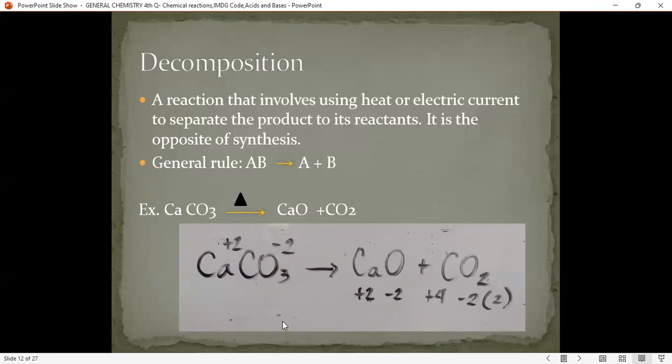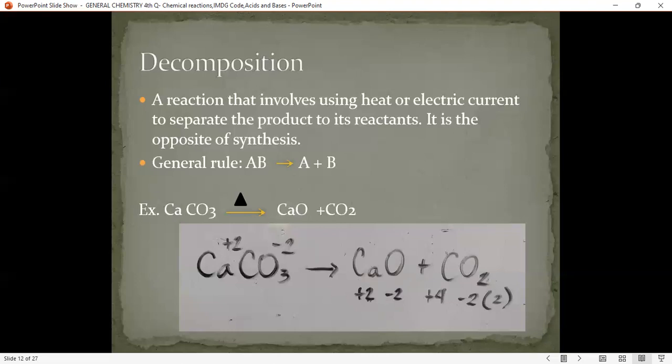Their algebraic sum is 0. If we ever try to divide it into its component parts, the different compounds that will be formed will also have an algebraic sum of 0. And the total mass will still be proportional with each other. Okay, anyways, you will not be focusing on that.